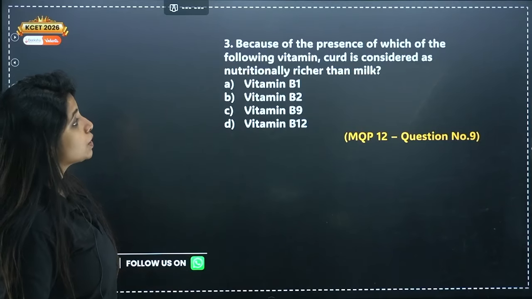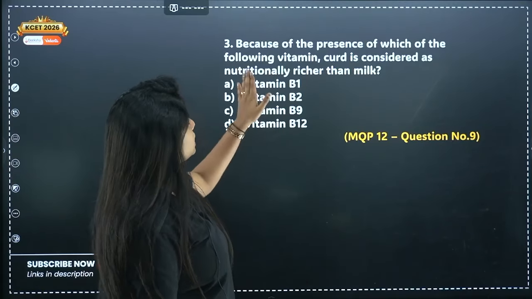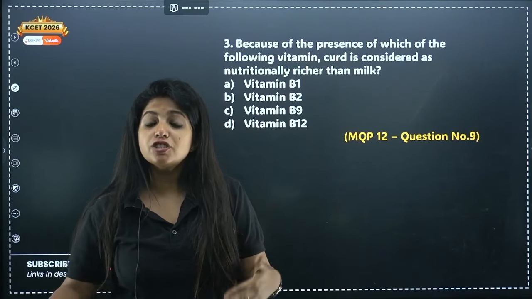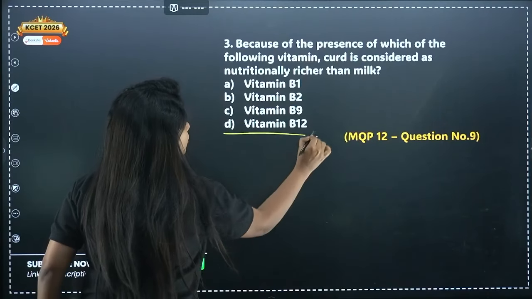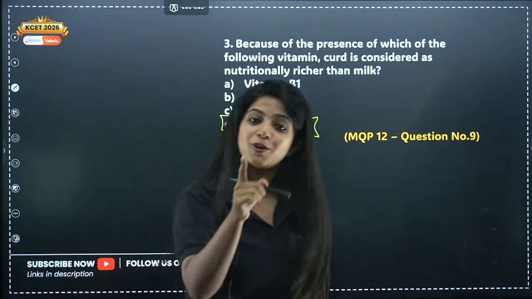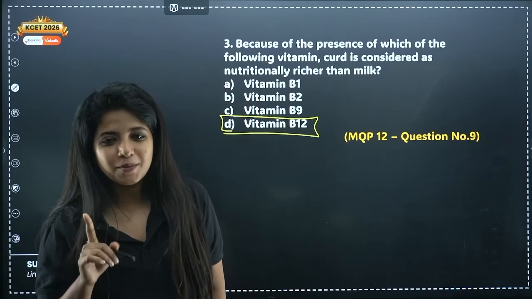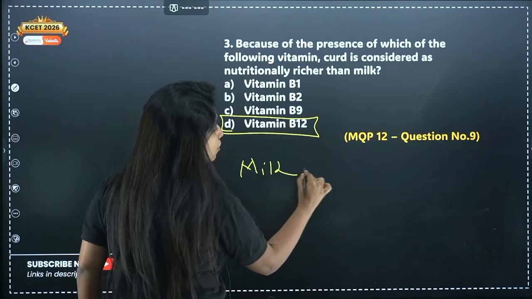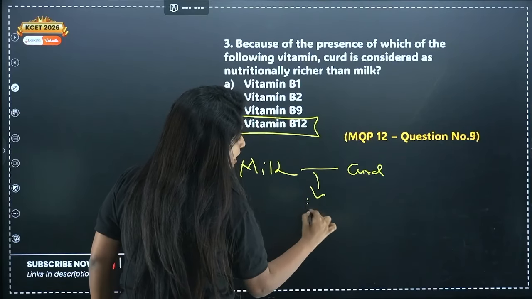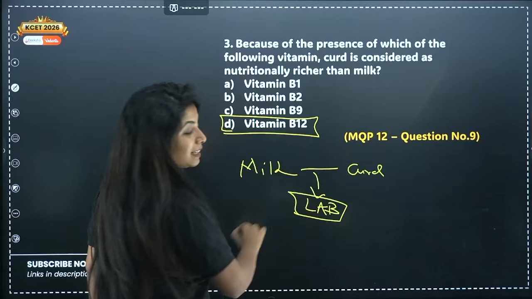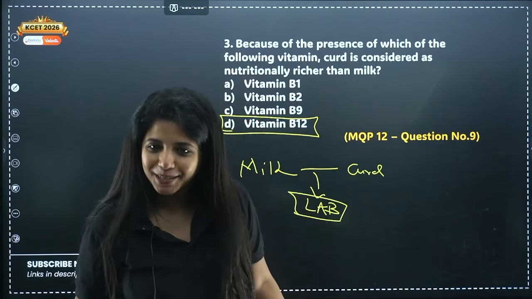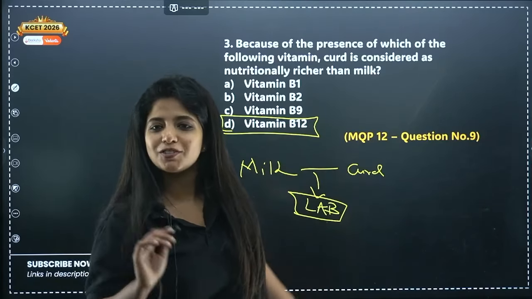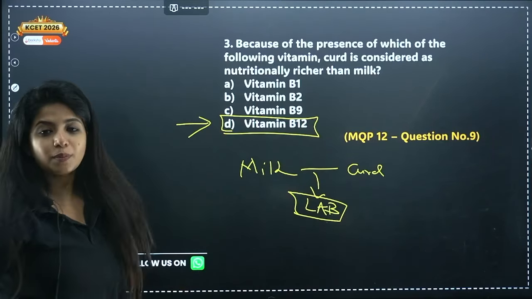Next, because of the presence of which of the following vitamins is curd considered nutritionally richer than milk? What is there in the curd that makes it nutritionally richer than milk? It is a direct question. Well, the answer is vitamin B12, which is why you should also be having curd. You will get vitamin B12, my dear children. Who produces vitamin B12? While the milk is being converted to curd, you need a guy. The guy's name is lactic acid bacteria, and an example of that is Lactobacillus. Okay, so while it converts, it also produces vitamin B12. Now it is there in the curd, you can just have it. Okay, so your answer for this question becomes what?